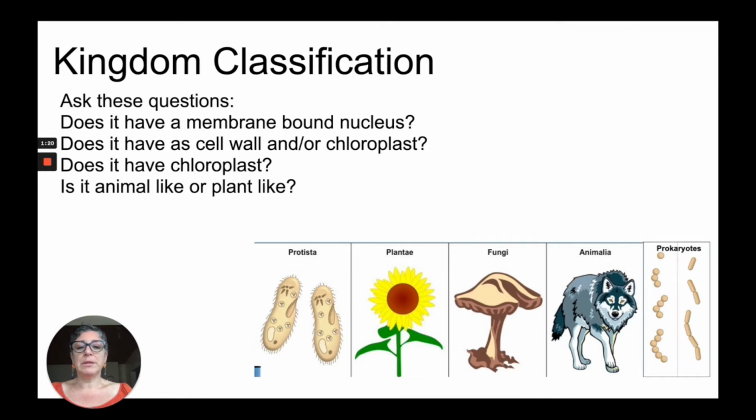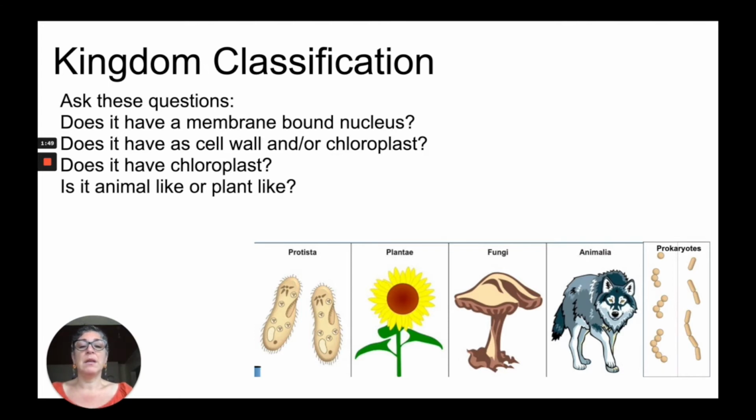So what we want to do when we're classifying into kingdoms is to ask ourselves a series of questions about the cells of these organisms. So first we want to consider, is the organism multicellular or unicellular? And you can usually tell that just by looking at the whole organism. And then you want to ask yourself questions about the cells of the organism. So, does it have a membrane-bound nucleus?